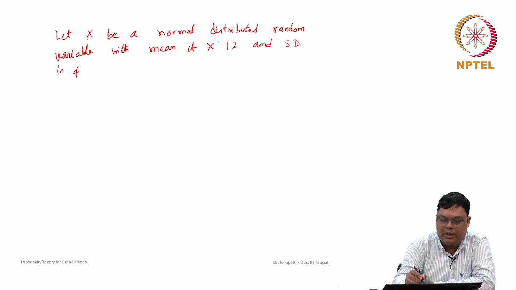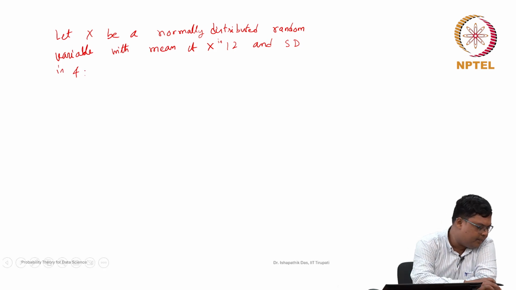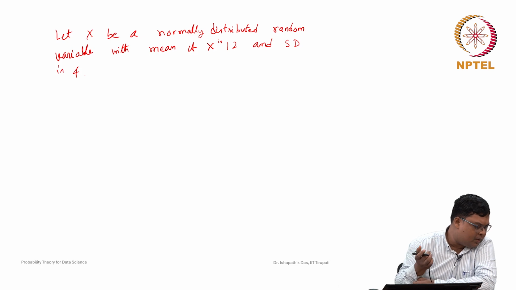So, let x be a normally distributed random variable with mean of x is 12 and standard deviation is 4. Find out the following probability of the following.